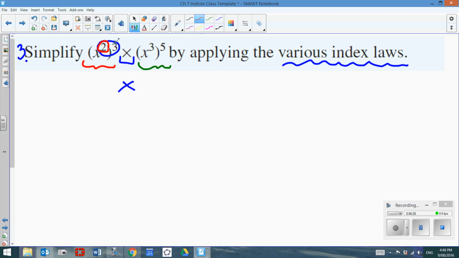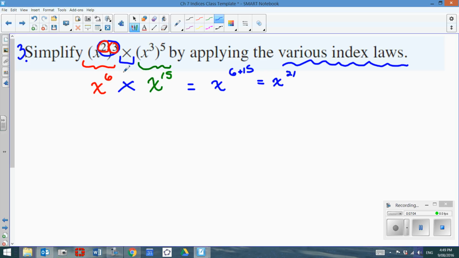So I have the power to a power rule. So I've got x raised to the 2 and the 3, so 2 times 3 will make 6. On the right-hand side in green, I have x. Again, I've got power to a power, so I multiply 3 times 5, and that's 15. So first I used power to a power rule. But now I have two bases that are multiplying by each other. So if I'm multiplying the bases, I add my indices. That was from the other day. So 6 plus 15, I wind up with x raised to the 21st power.